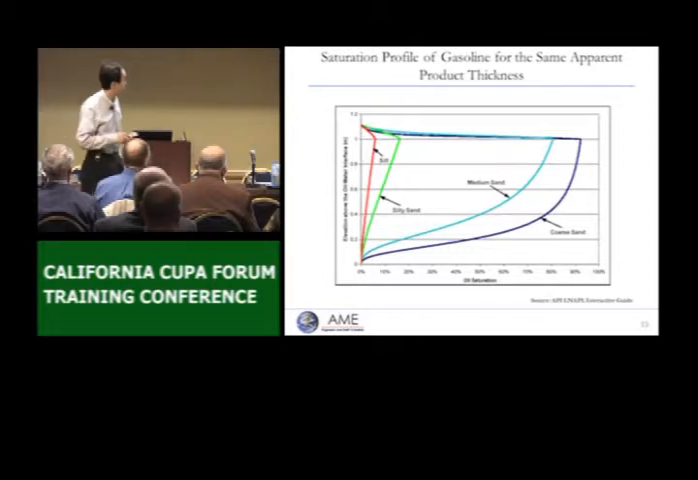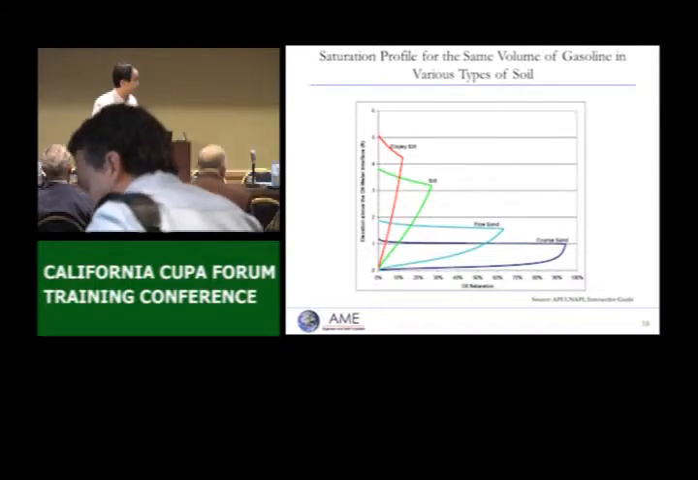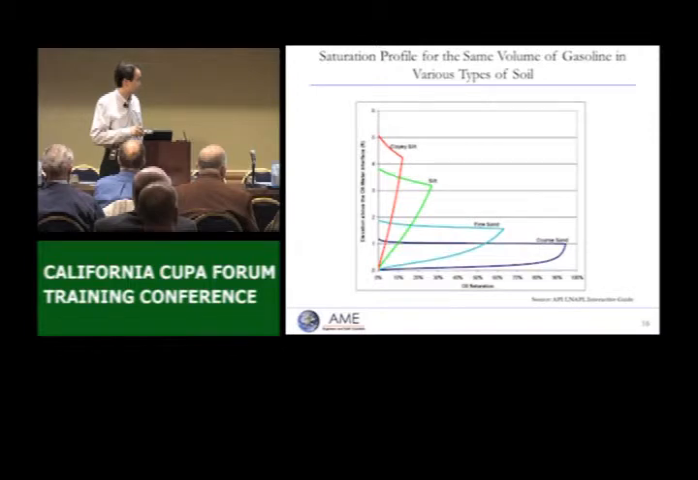Now, this is another relationship, which is a saturation profile for the same volume of gasoline for various types of soil. In this case, we put the same volume of product into the formation. Let's say we try it in different types of soils. For coarse sand, you're going to have only 1 foot, for example. We only have 1 foot thickness for coarse sand.